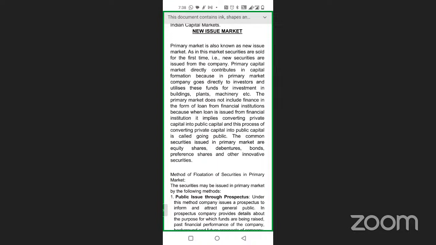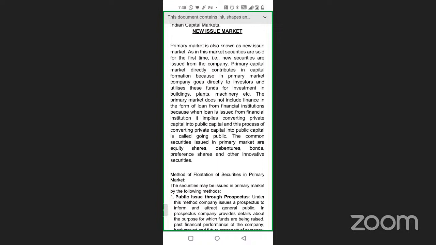You can go for a loan. If you go for a loan, it is too difficult because you have to repay it with interest which is very high.